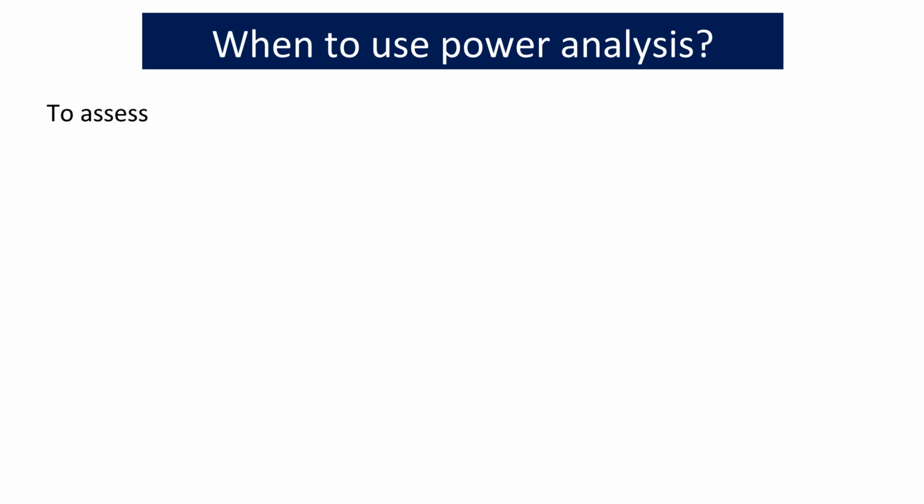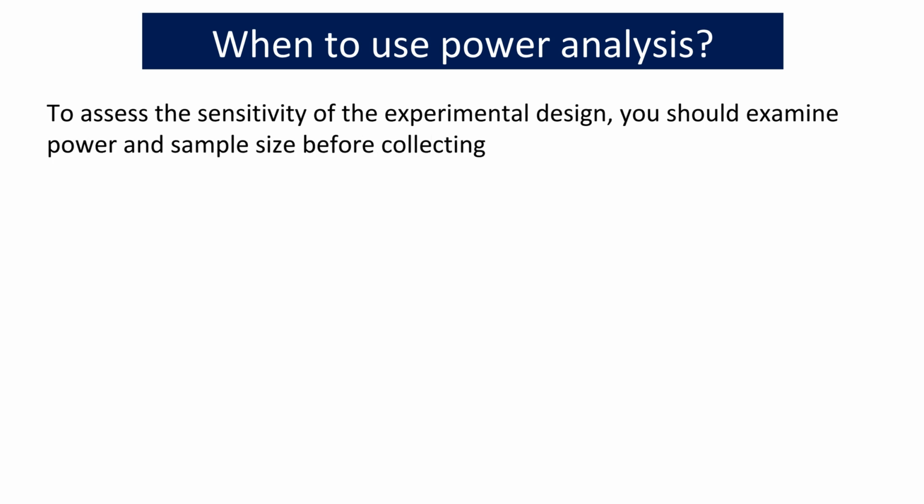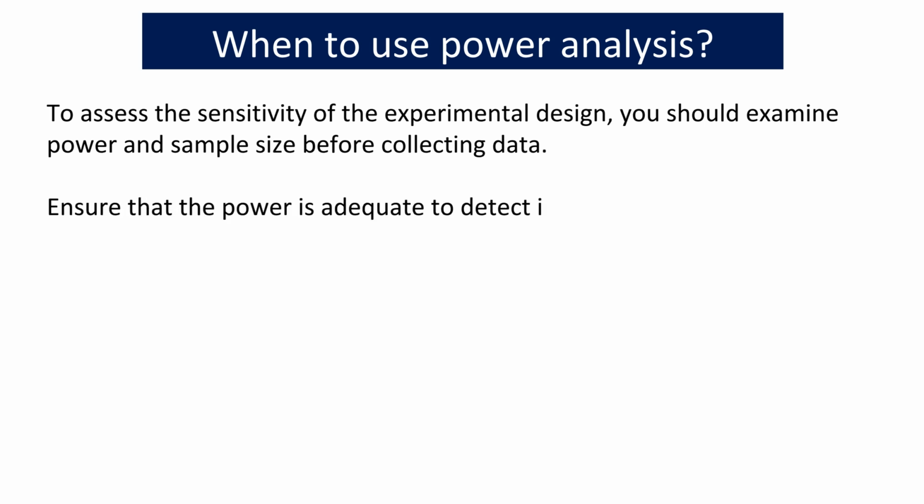When considering an experimental design, it is crucial to assess the sensitivity of the study by examining both power and sample size before data collection. Power, in this context, refers to the ability of the study to detect important differences or effects. It is essential to ensure that the power of the study is adequate to accurately identify these important differences.